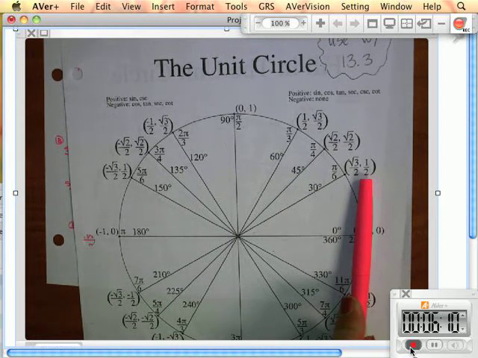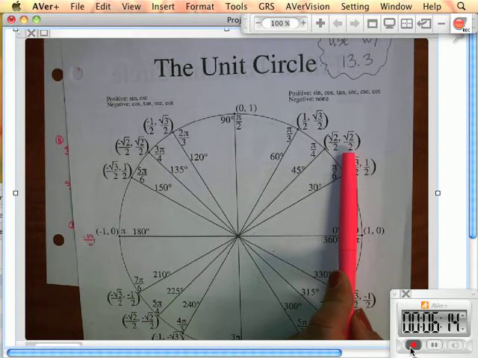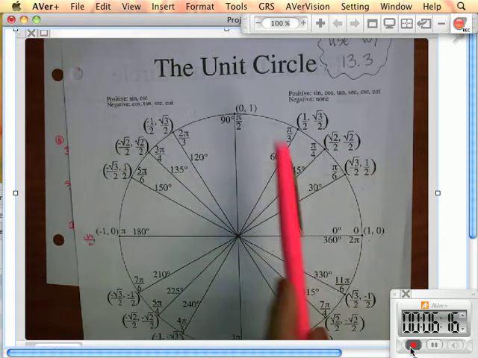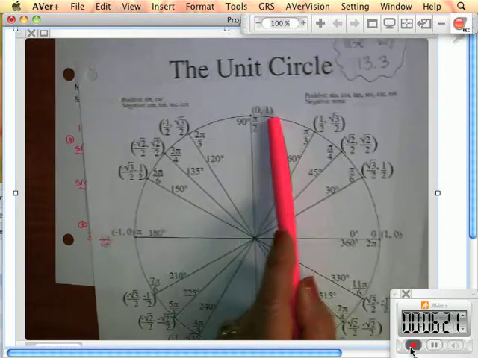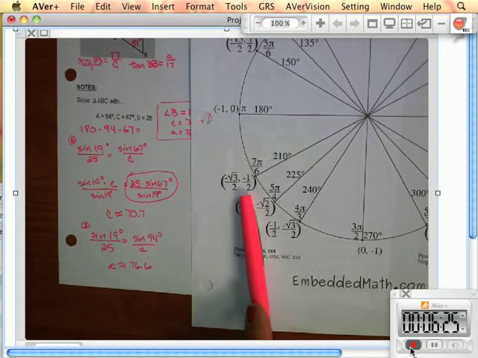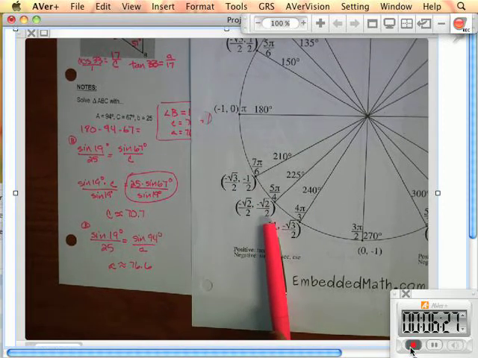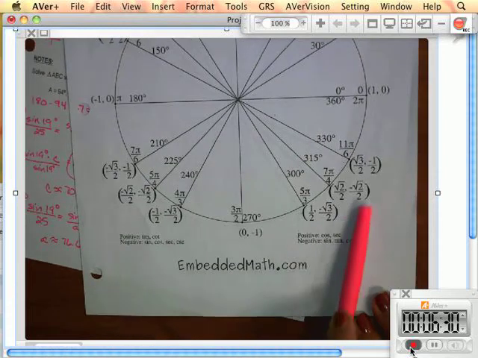0.5. This as a decimal, I don't know what it is, but it's less than 1 if you did it on your calculator. This would be less than 1. This is 1, okay? This would be less than 1, less than 1, less than 1, less than 1. This would also be less than 1, less than 1, less than 1. All of them are less than 1.